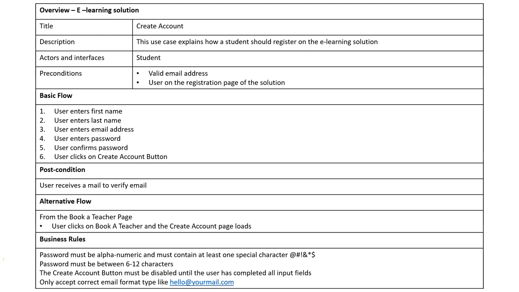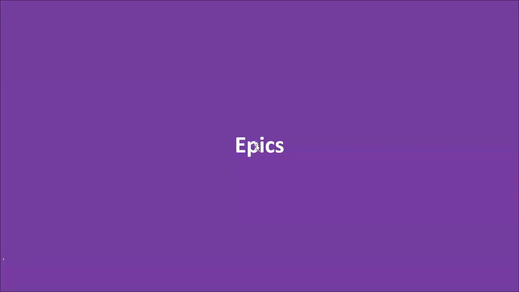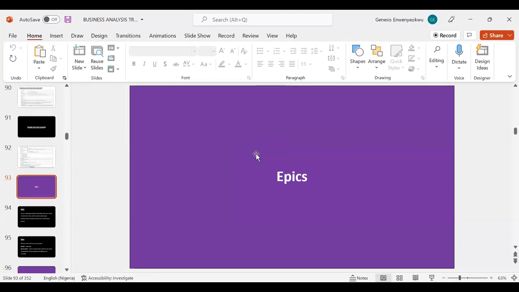Business rules: password must be alphanumeric and must contain at least one special character. Password must be between 6 to 12 characters. The create account button must be disabled until the user has completed all the input fields. We should only accept correct email address formats, such as hello@yourmail.com. Now, this is a sample use case scenario, and it's what we're going to be looking at today. I'm going to be writing a sample use case scenario for a requirement, but I don't know if you have any question before we go into the practice.